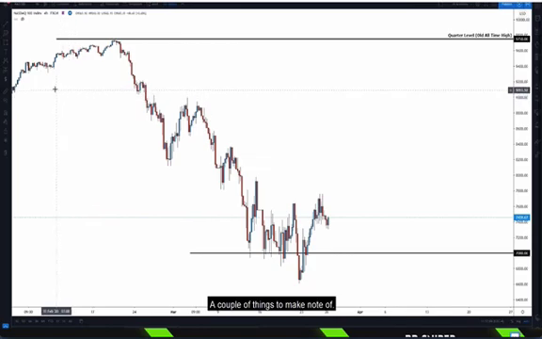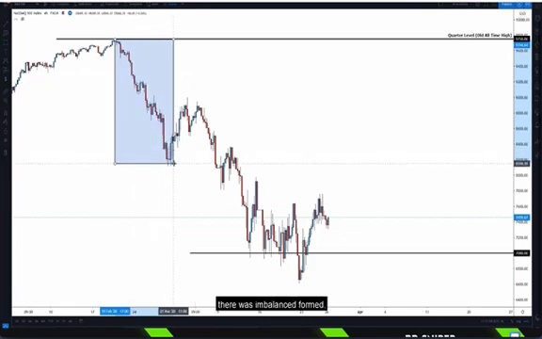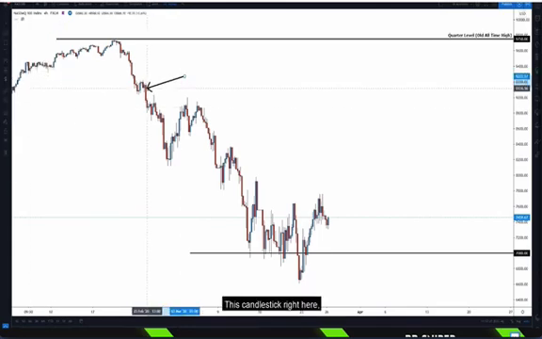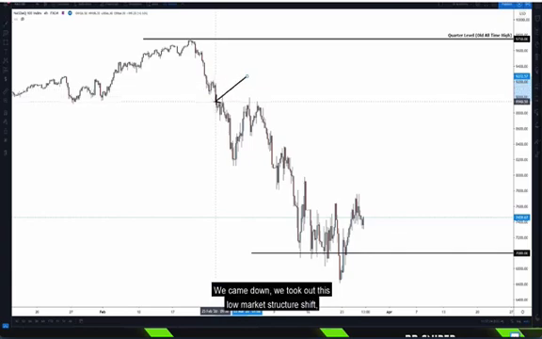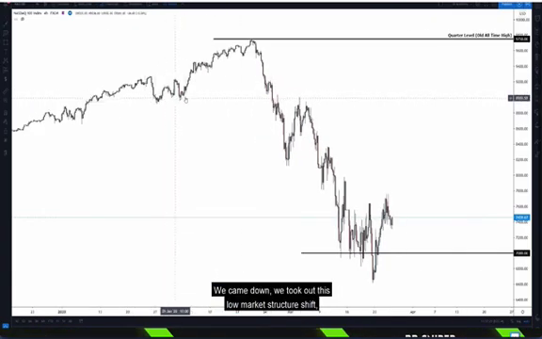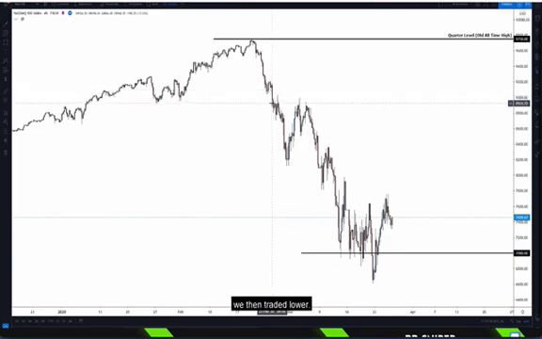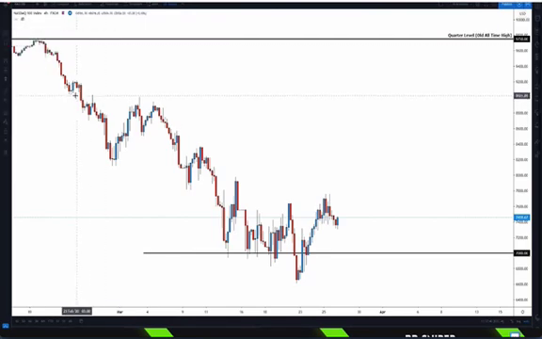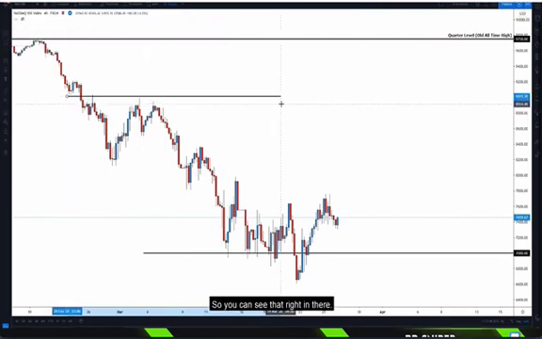a couple of things to make note of. One, as we were selling off from the high, there was imbalance formed. The most significant one that I can personally see happened right around the 9,000 whole level. This candlestick right here, it was a market structure shift. We came down, we took out this low. Market structure shift, we then traded lower. We came back and attempted to return to it, but we never had the opportunity to trade completely through it. So you can see that right in there.